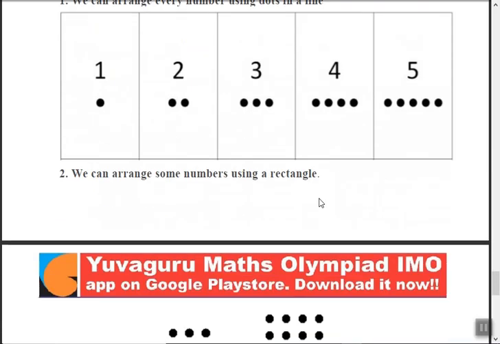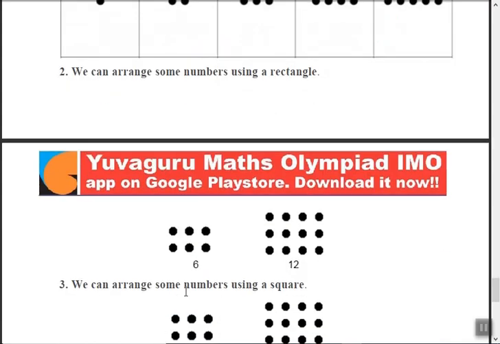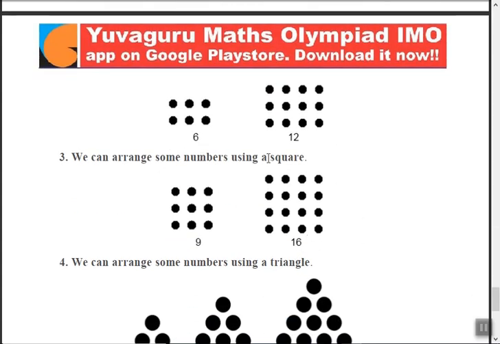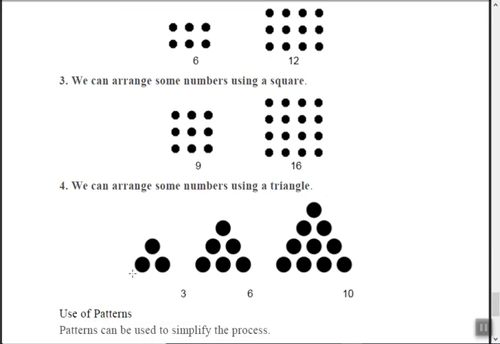1, 2, 3, 4, 5 are shown. Then 6 is shown like this as a rectangle. 12 is a rectangle. And then we can arrange some other numbers using squares. See this 9, 16, which are perfect squares, arranged over here. Then using triangles: 3, then 6, and then 4 plus 3 is 7, 7 plus 3 is 10. So 3, 6, 10.